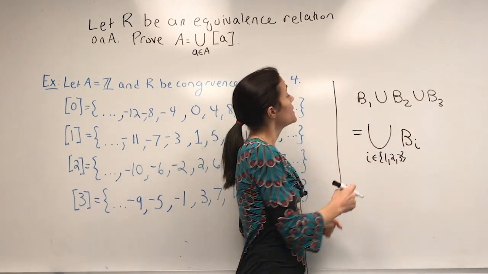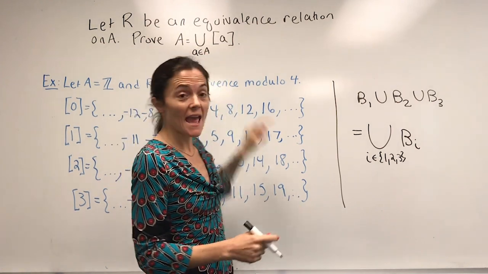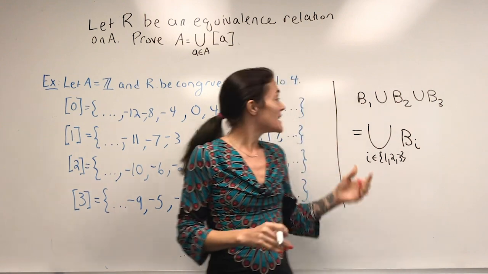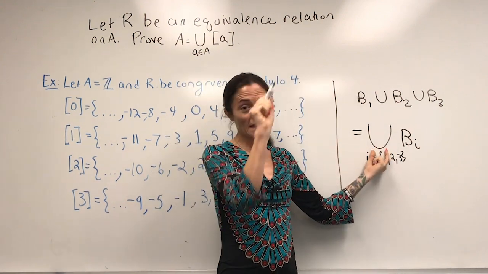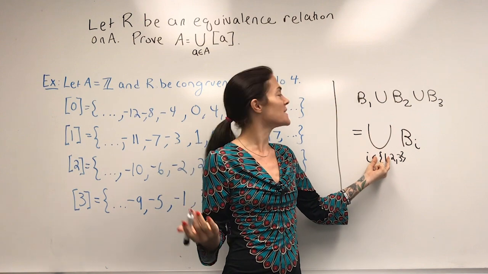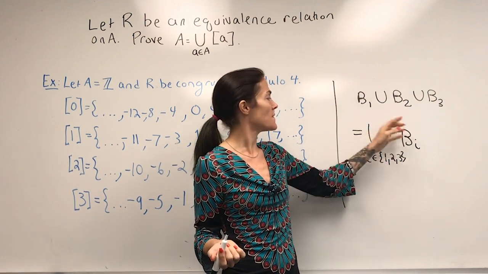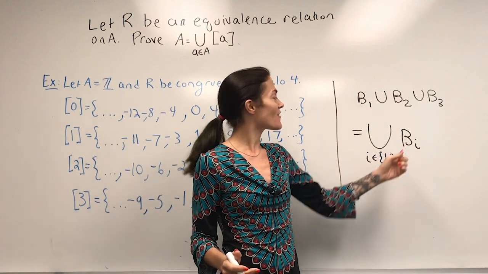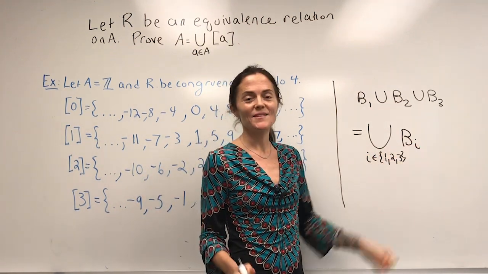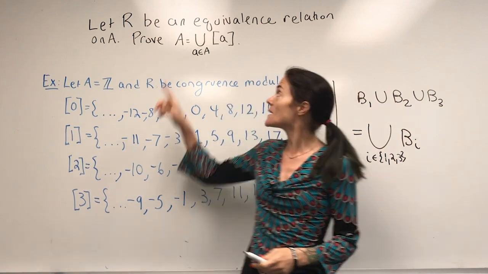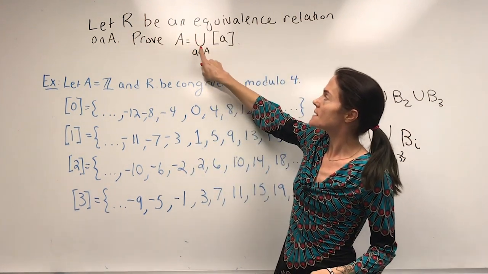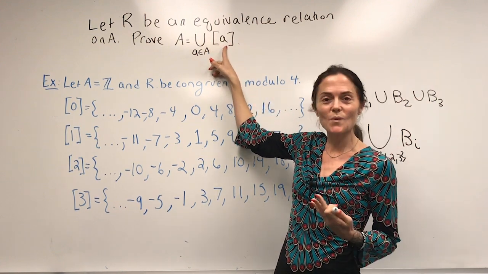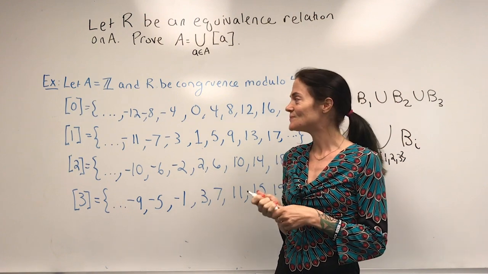But you could have, if your set A is infinite, as it is with the integers in this example, the index set that you put underneath a big U might be infinite, and that's okay. This notation stands for all possible elements that are in at least one of these sets. So here, it says this is all possible elements that are in at least one of the classes.